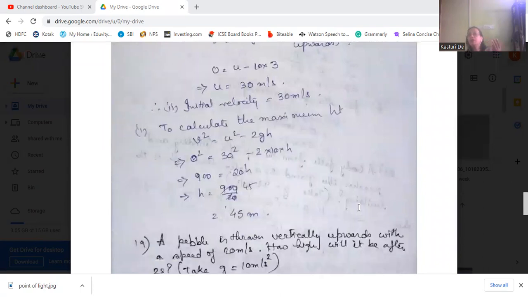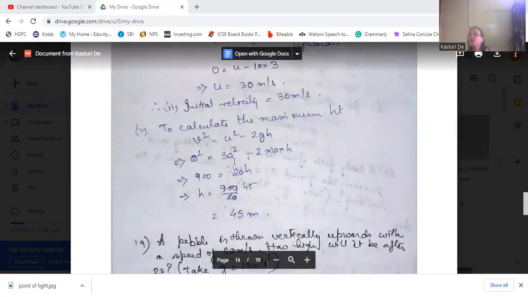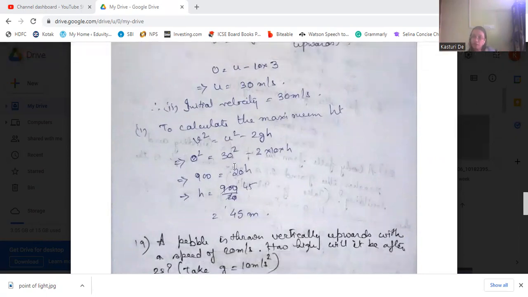Now to calculate the maximum height, when it is going up, final velocity is 0. Initial velocity is 30 meters per second, so 30 square minus 2gh, that is 2gh equals 900. So h is equal to 45 meters.